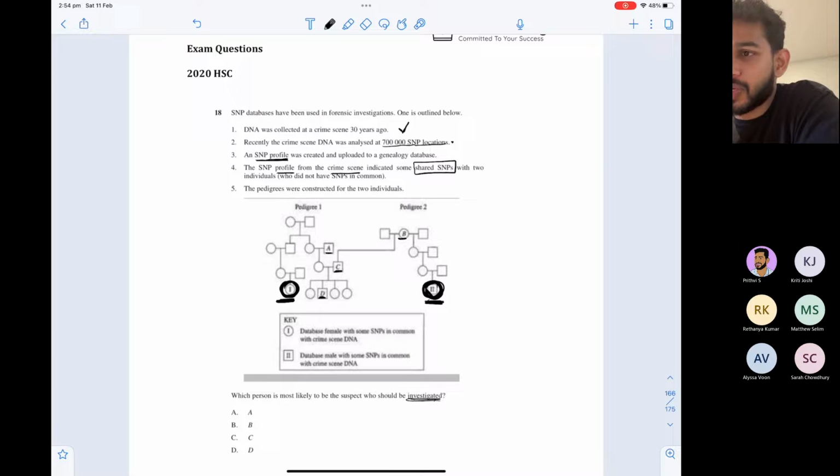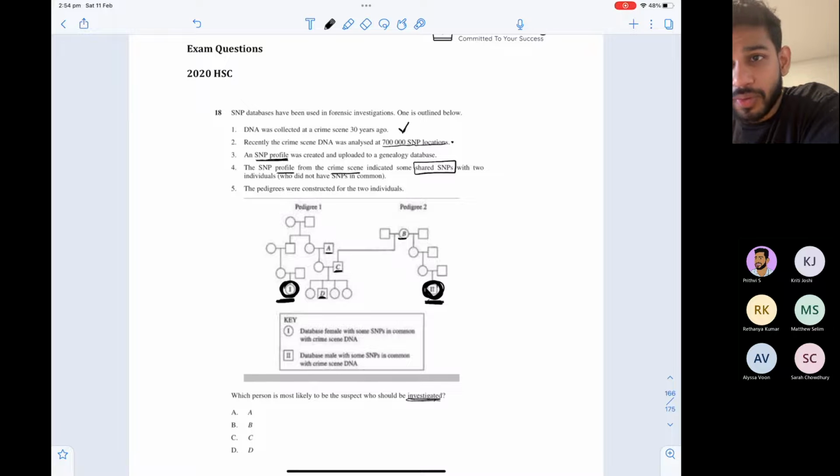I might just jump into it now because we've done a lot of talking for this one question. Option A. Let's break it down systematically, right? We're going to go A to D. Is person A biologically related to person 1 in this pedigree? Do they share blood with person 1?